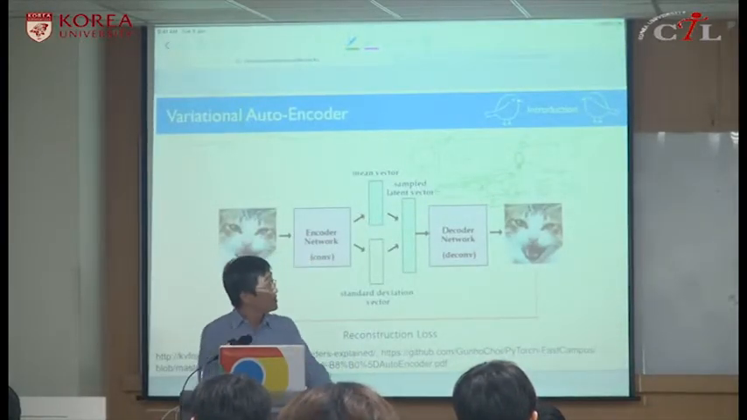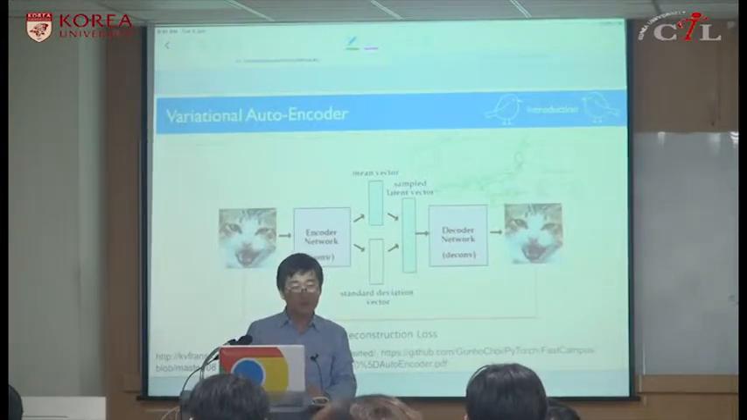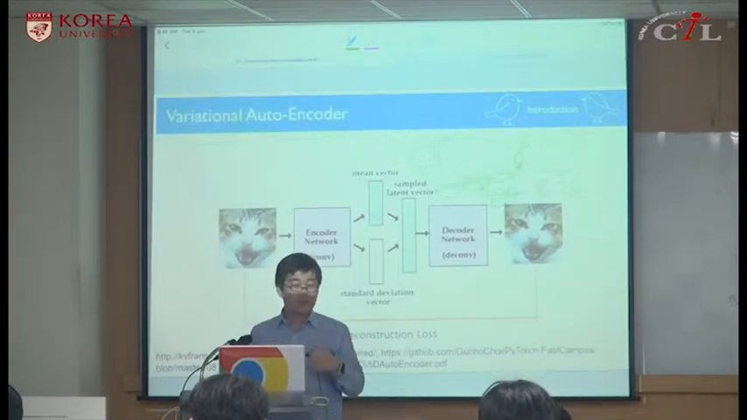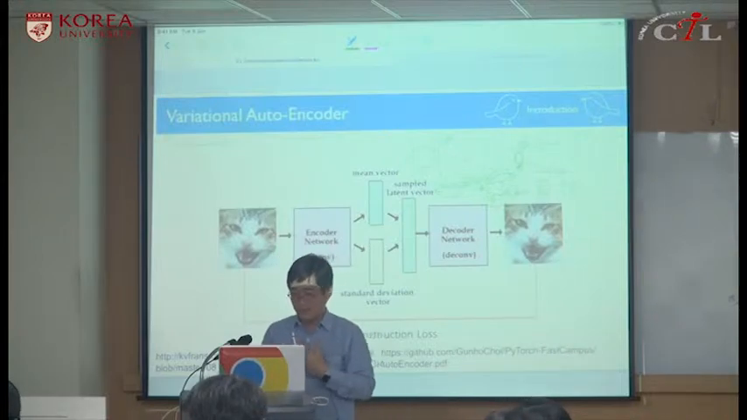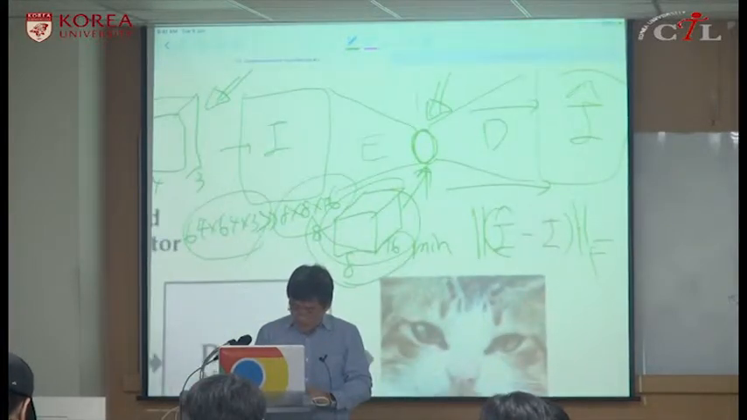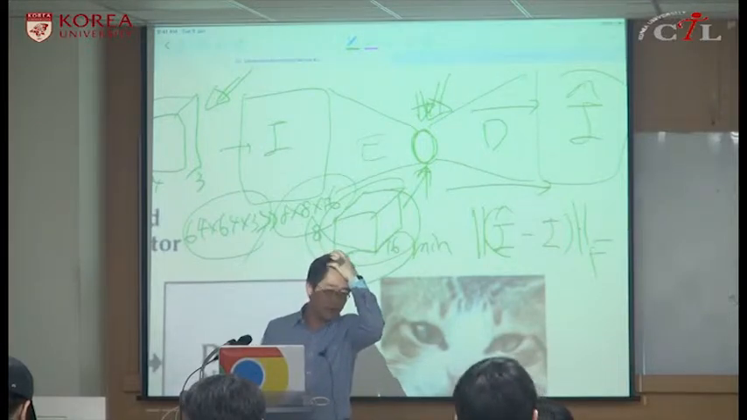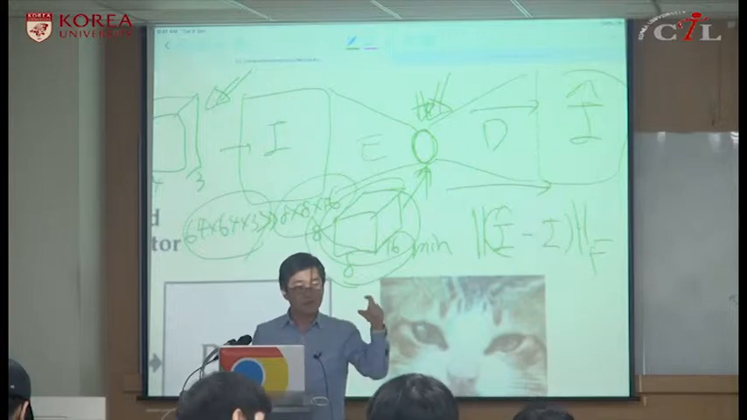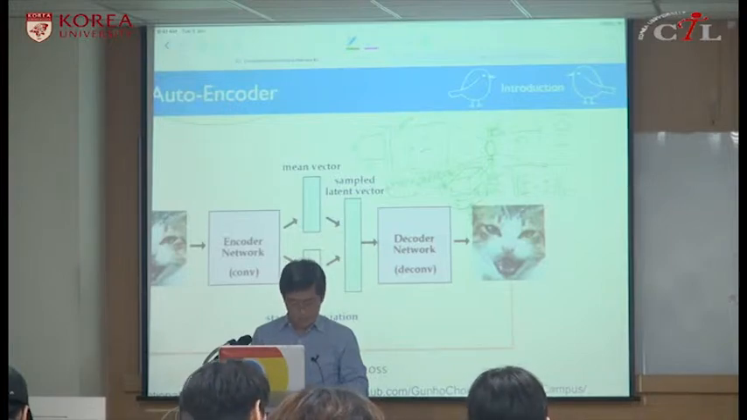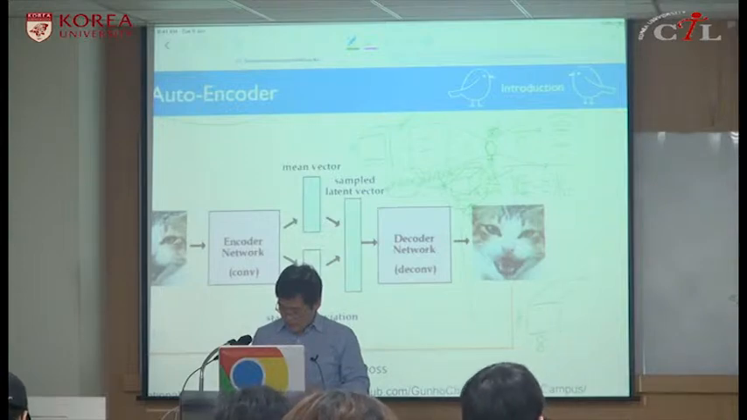Okay, so back to the intuitive understanding or explanation of the variational autoencoder. You understand how it works for the autoencoder, right? And then the variational part is like this. For the encoder output, this VAE, or variational autoencoder, is giving us two sets of activation map. The first one is this, and the second one has the same size of activation map.